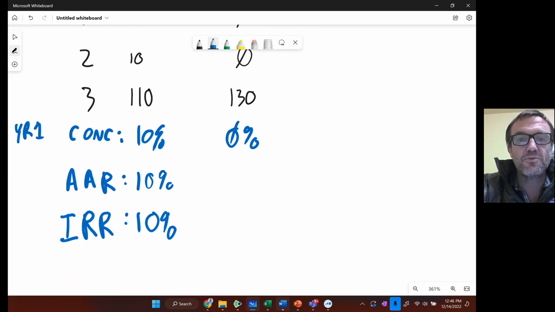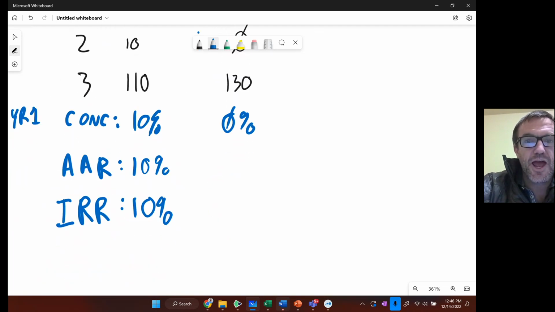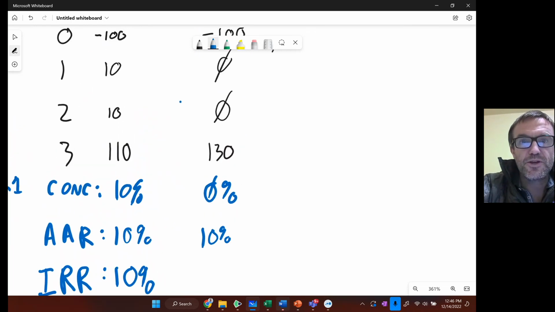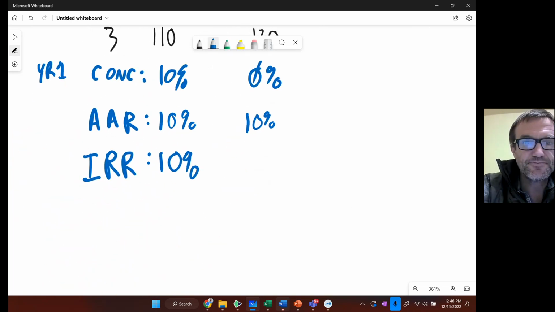Your average annual return, well, how much was our total? It was still $30,000. We still got that return over 3 years. So your average annual return is still 10%. 30,000 divided by 3 years gets you 10,000, divided by 100 gets you 10%.